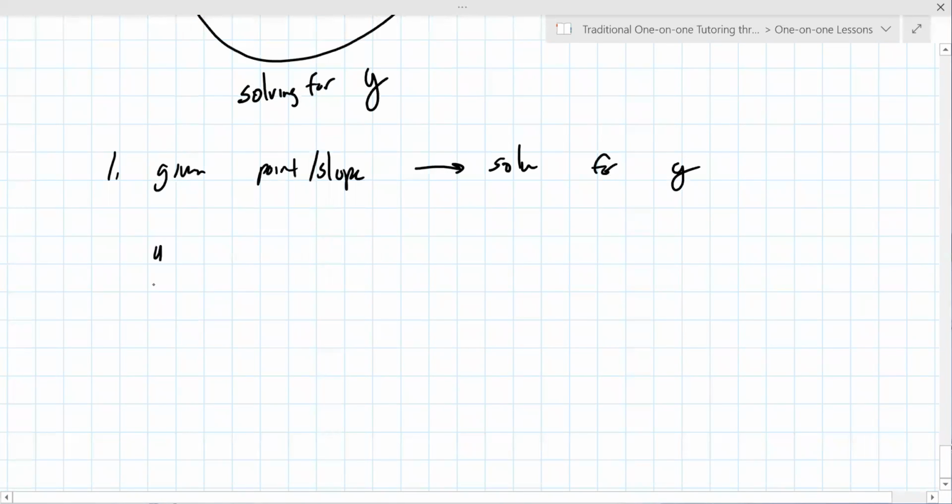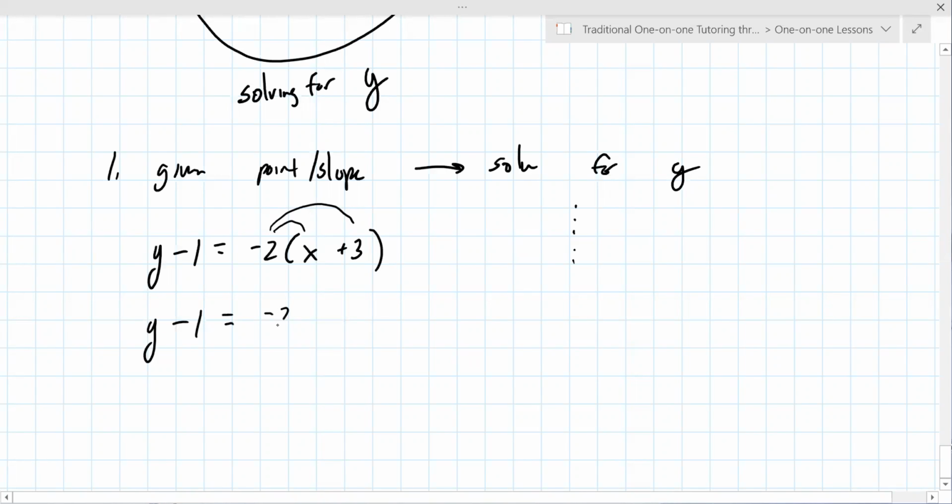So for example, let's say it's y minus 1 equals -2x plus 3. You are going to solve this for y. There's a specific sequence of things that you do. You want to first distribute this -2, so y minus 1 equals -2x plus 6. And then you add this 1 to both sides. So then y equals -2x plus 7. Oh, my bad.